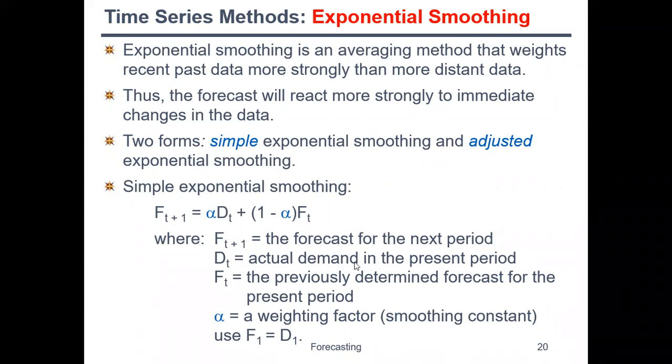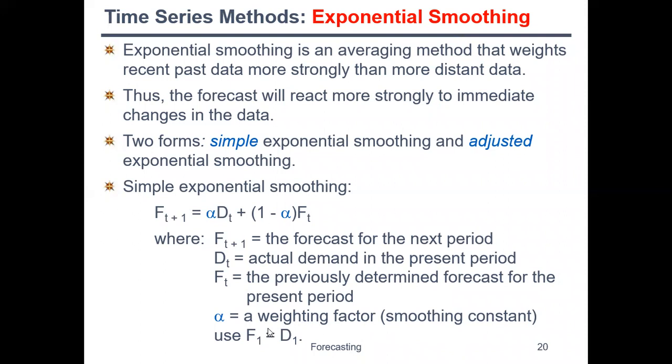Now, the F(t+1), we said, is the forecast for the next period. The D(t) is the actual demand in the present period. The F(t) is the previously determined forecast, that's the forecast for the previous period. Then the alpha here is the weight. We call that the smoothing constant.